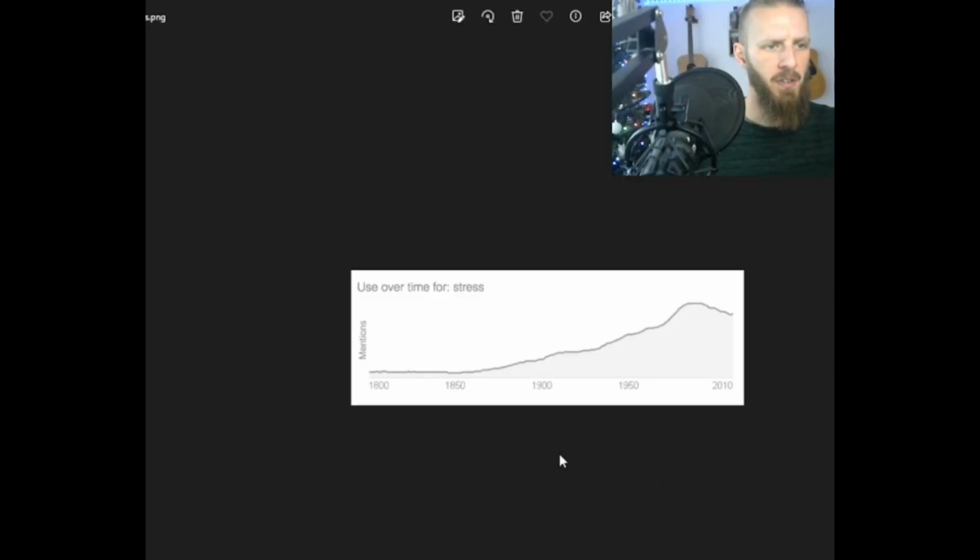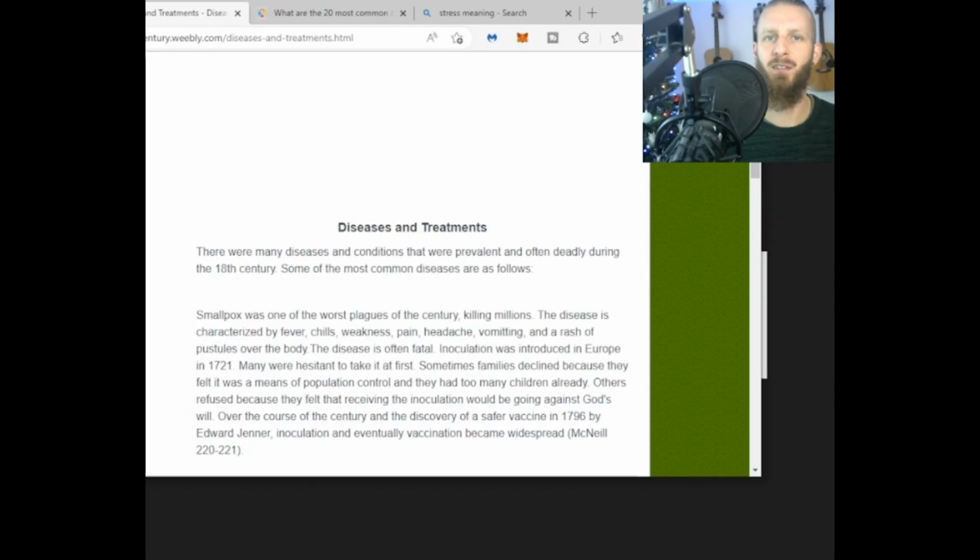The graph of the usage and the mentions of the word stress. So we're looking at like the 18th century. Look how little it's used, and we go through a couple of world wars kind of going on over here, and then kind of going into the 50s, and then we've had this kind of boom up to the mention of the word stress. Let's look at what are the average diseases and illnesses that were going on in the 18th century.